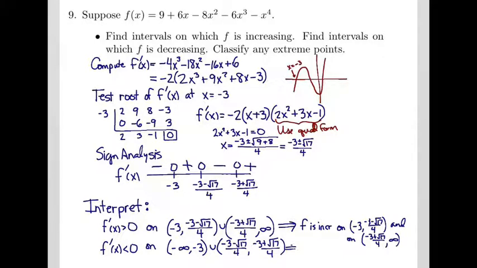And where the first derivative is negative allows me to conclude that the function is decreasing. So I'll be decreasing on the interval minus infinity to -3, and on the interval joining those 2 quadratic roots, so -3 minus root 17 over 4 to -3 plus root 17 over 4.